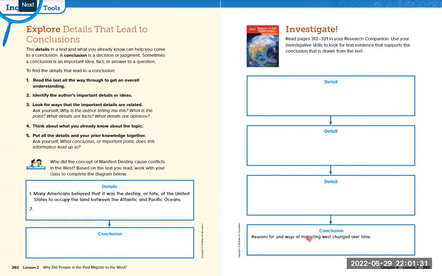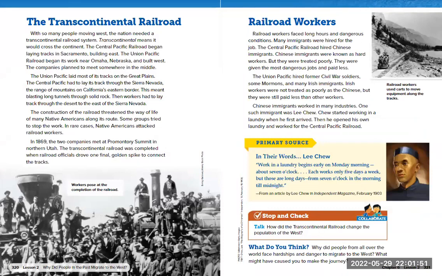So migrating means to move from one place to another. It can be migrating to a different country. You can be migrating to a different part of the US. And reasons why, reason why there were different ways of migrating, which depended on when you were traveling.